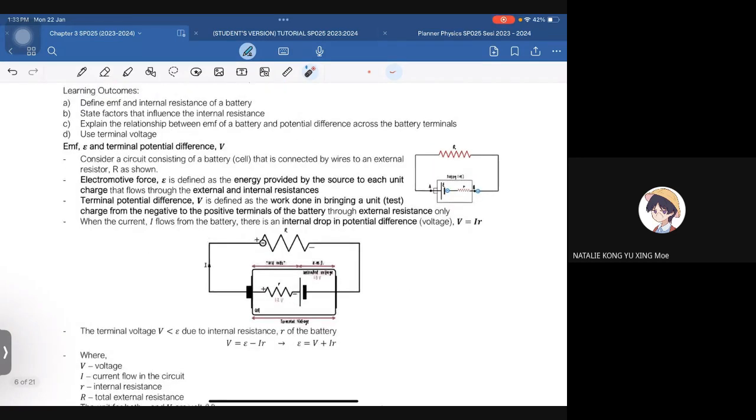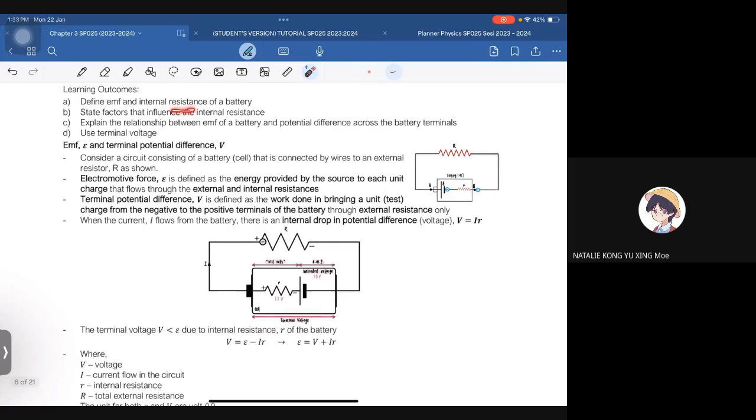So for this one you have to define EMF and internal resistance, which is UPS, state factors is also UPS, and explain the relationship is also UPS. So the only equation you have to use here is terminal voltage. So terminal voltage is V. Its formula, let's take a look first.